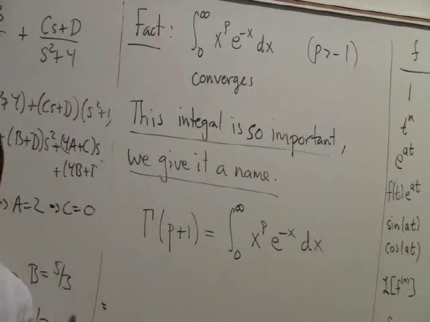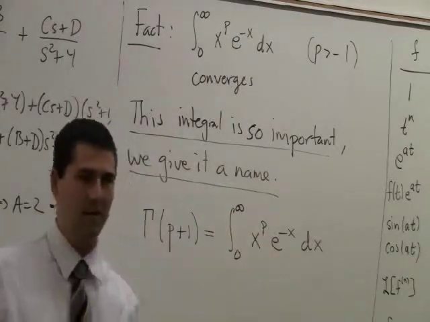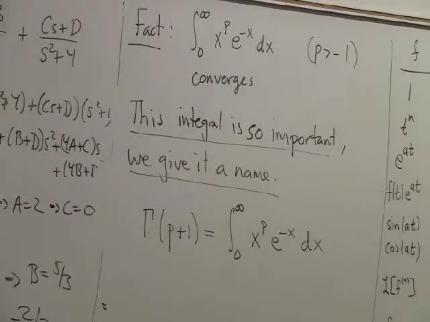And it should be the case that gamma of p is the integral from 0 to infinity x to the p e to the minus x dx. Is this the same function in probability? I think in probability, yes, the gamma function does show up in probability, and in just a second you'll see why.